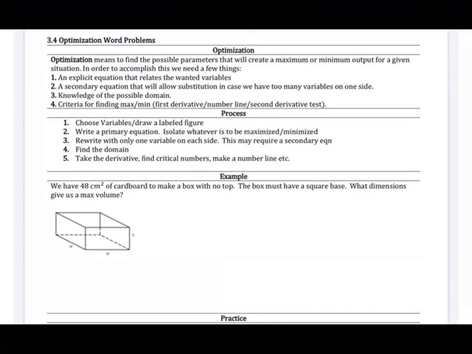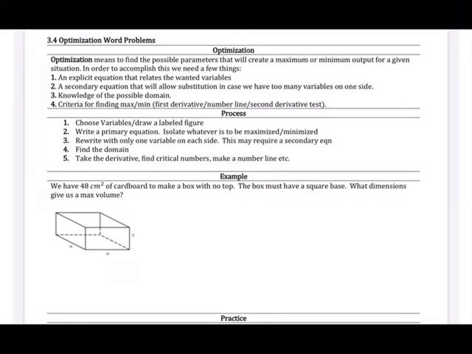Our goal in 3.4 is to use derivatives to maximize or minimize, or optimize if we want to summarize that together, a particular value given certain parameters. So optimization means to find possible parameters that will either create a maximum or minimum output for a given situation.